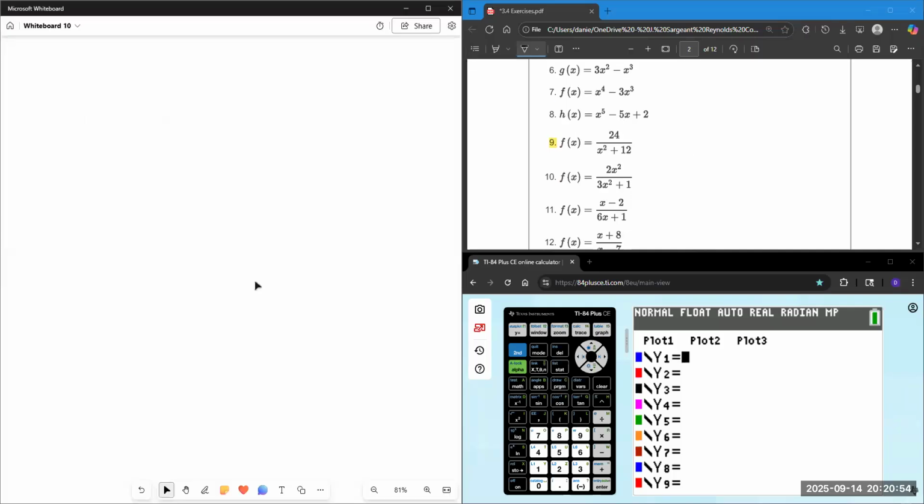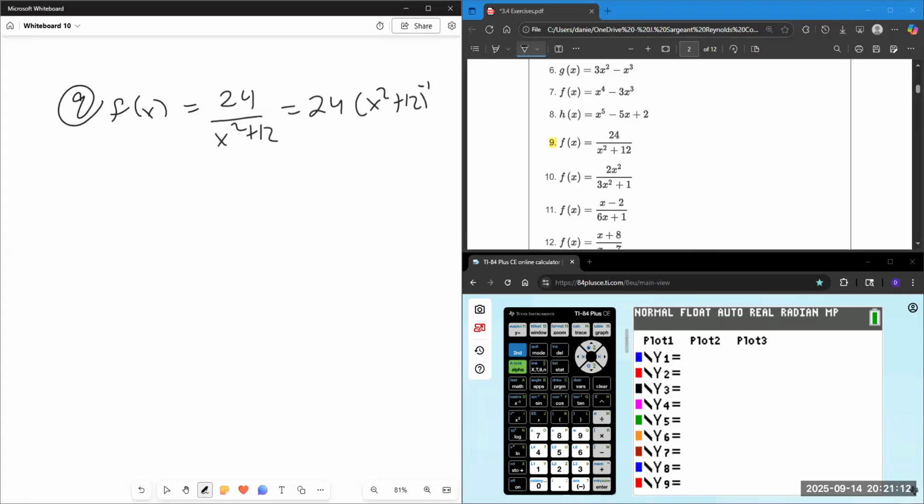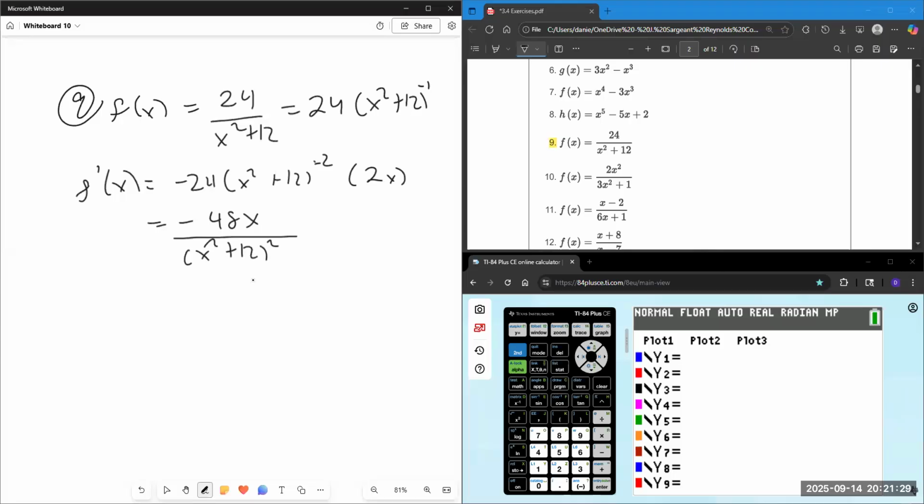Let's look at number 9. F of x is 24 over x squared plus 12. And I'll look at that as 24 times x squared plus 12 to the negative first to get started. The derivative is negative 24 times x squared plus 12 to the negative second times 2x, which gives me a negative 48x in my numerator and x squared plus 12 to the second in my denominator.